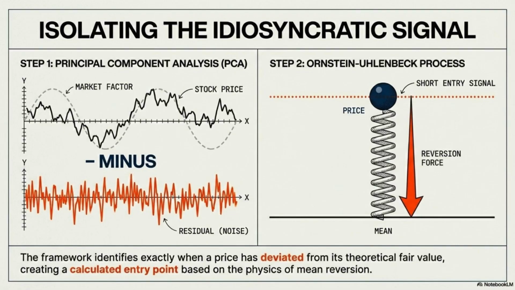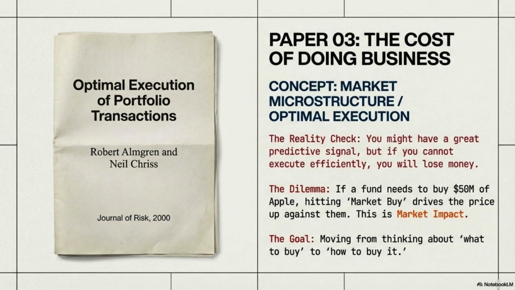They use PCA, principal component analysis, to strip away market-wide movements from stock returns. What's left over is the idiosyncratic noise of the stock. They then model that noise as an Ornstein-Uhlenbeck process, which is fancy math for a process that tends to snap back to an average. The takeaway for you? This paper gives you a rigorous mathematical framework for identifying when a stock's price has temporarily deviated from its theoretical fair value based on its peers, providing clear entry and exit signals. It is the blueprint for modern stat arb.